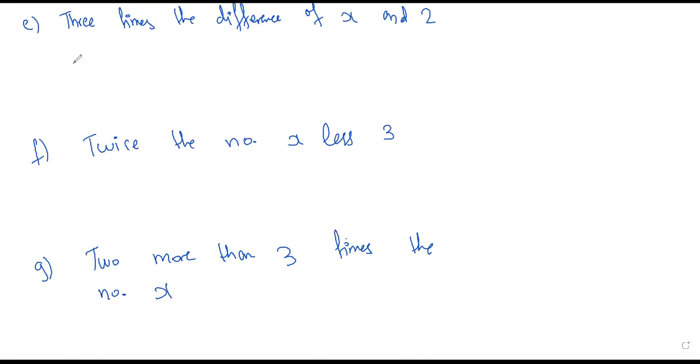3 bracket x minus 2, which will give us 3x minus 6. Okay. Wait. You are saying 3 bracket x minus 2, that will give you 3x minus 6. Okay. So it basically was 3 times the difference of x and 2, right? So the difference of x and 2 is x minus 2, and 3 times that will give you 3x minus 6. Okay, very well done. Excellent.